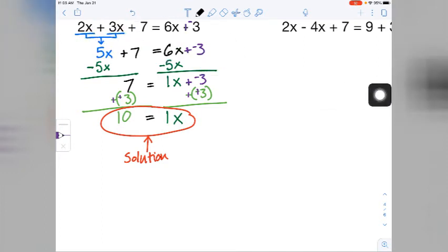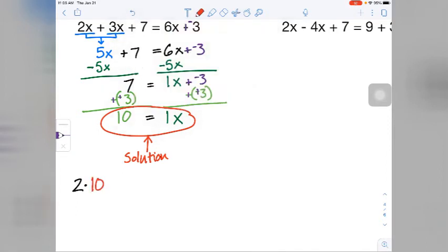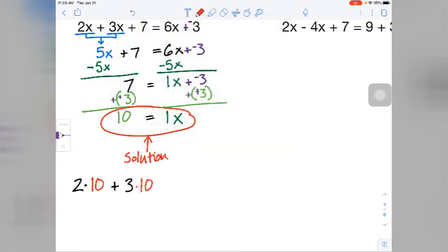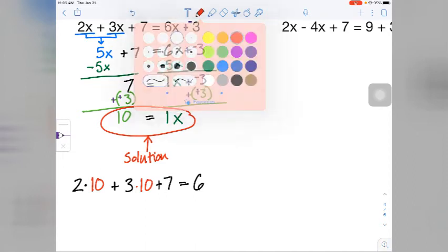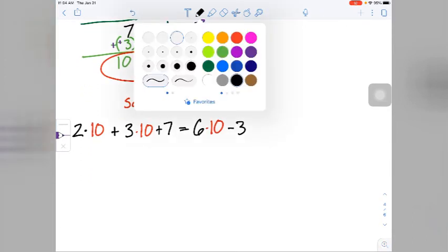But it's kind of hard to do in your head sometimes, so I'm going to figure that out. I'm going to do 2 times 10. If x is 10, these should be equal, and I'm going to find out. Then 3x means 3 times 10, so I'm going to do 3 times 10, and then plus 7. And then 6x means 6 times 10, and then minus 3. That was the original equation. So now let's figure this out. Let's simplify this.